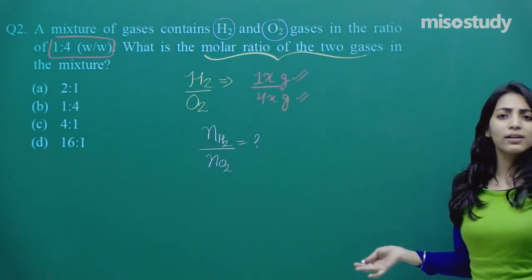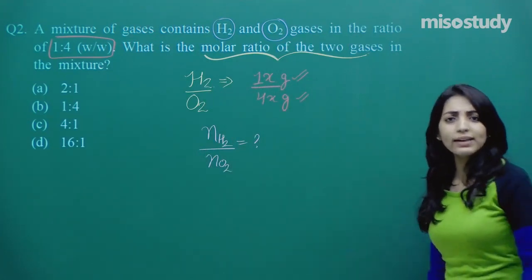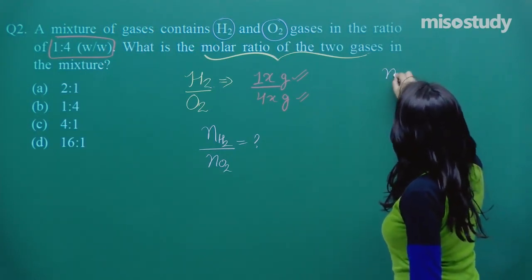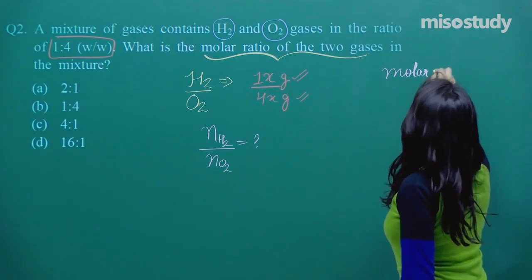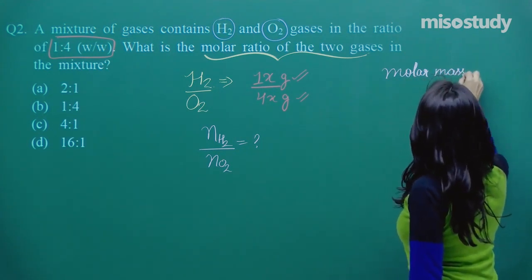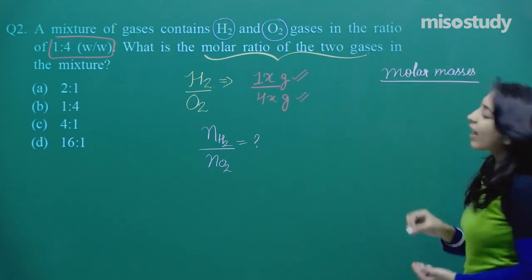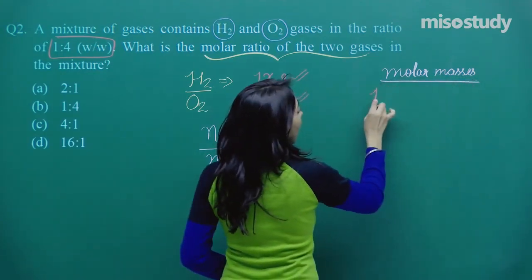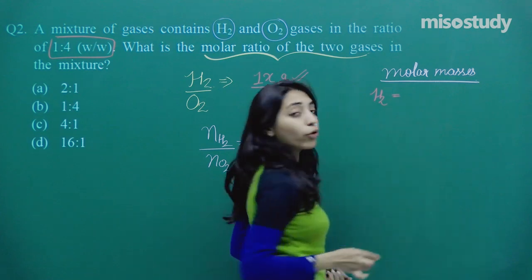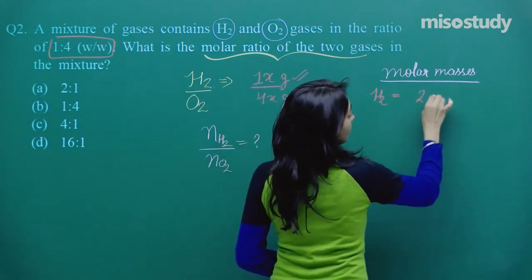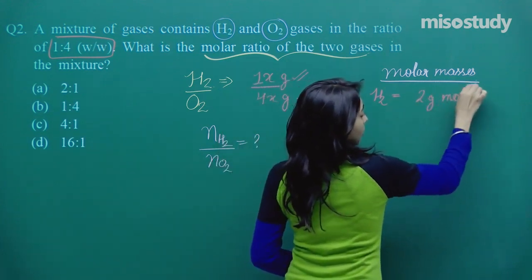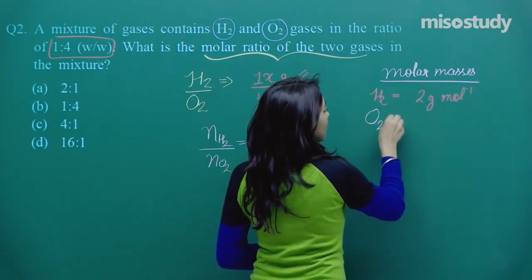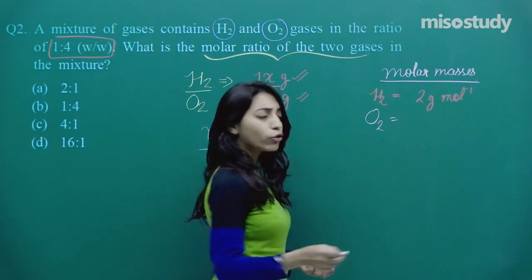How are we going to begin the question? You know, right? The beginning of the question is simply you need to write the molar masses. So when you write the molar masses of the mixture, you can simply say that for hydrogen, the molar mass will be 2 grams per mole. Am I right? And if I talk about oxygen, the molar mass will be 16 into 2, 32.